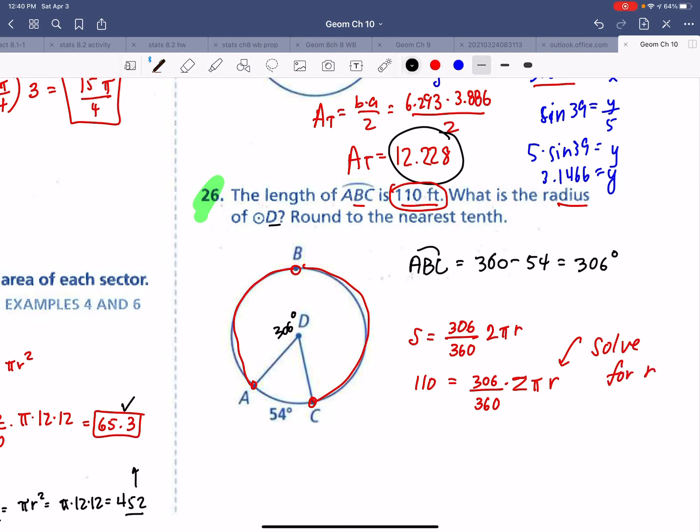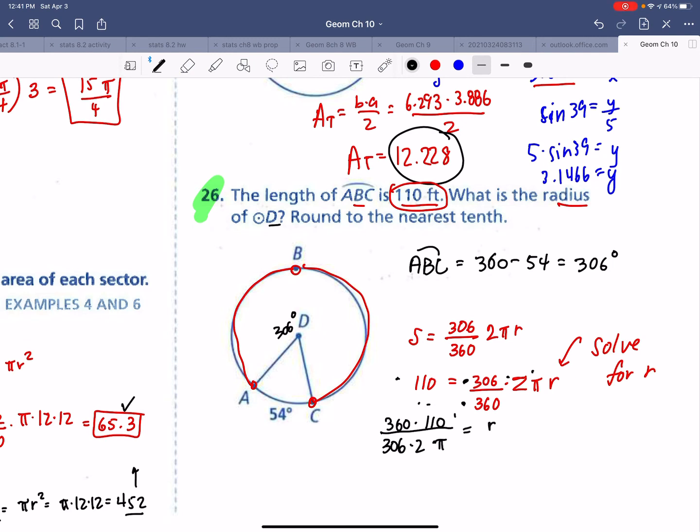So I call this a Lynch swap. I'm going to move this one up here. This one down to the bottom. So the 2, I'm going to move to the bottom. And the pi, I'm going to move to the bottom. And what do you know? I've got r left over.